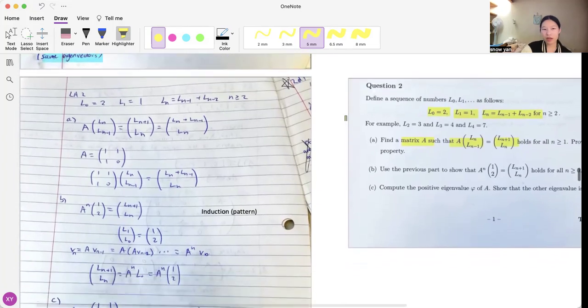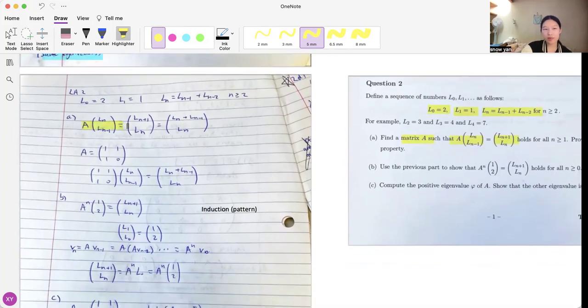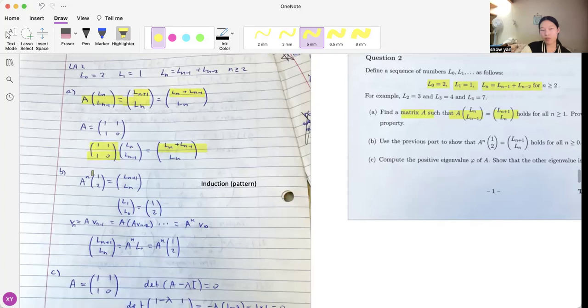Okay, this is pretty standardized. So we do want something of this form to be equal to that. So we just put in the definition that Ln plus 1 is just Ln plus Ln minus 1. This is pretty straightforward, so this is just an addition. If we want addition to happen, we just set A to be [1, 1; 1, 0], so that we make sure that the addition happens when we do the matrix multiplication. So part A is pretty standardized, I'd say.